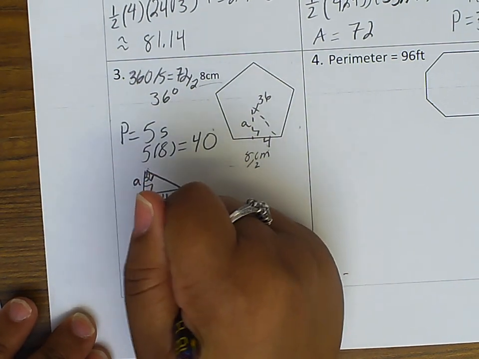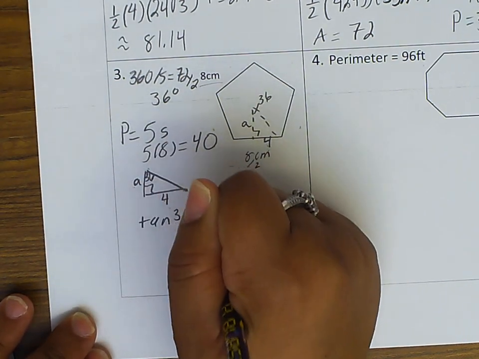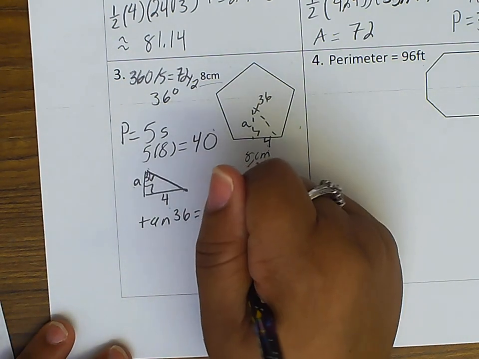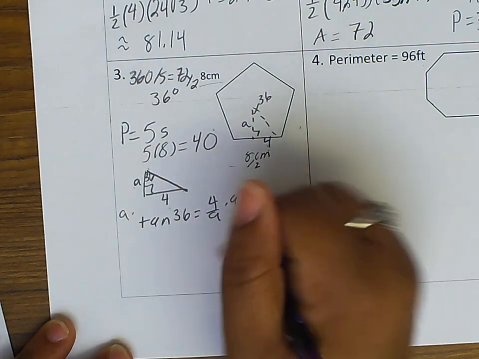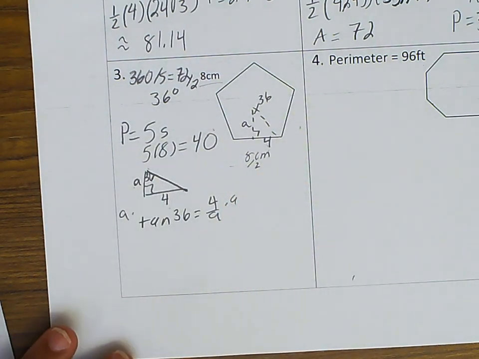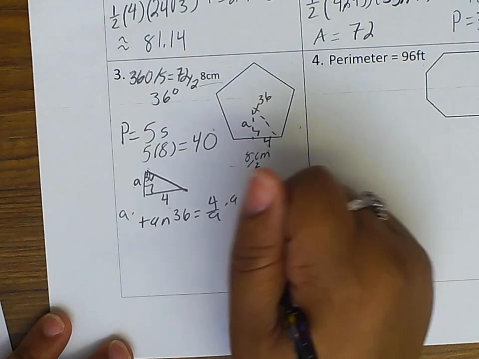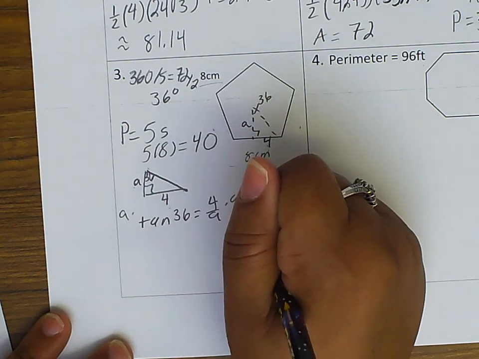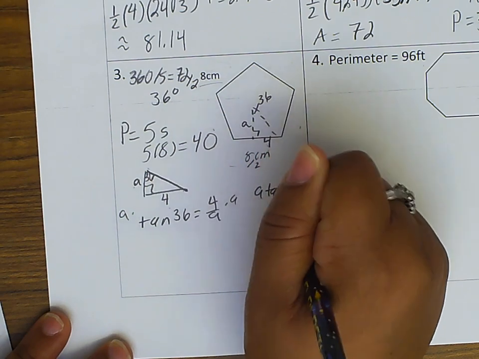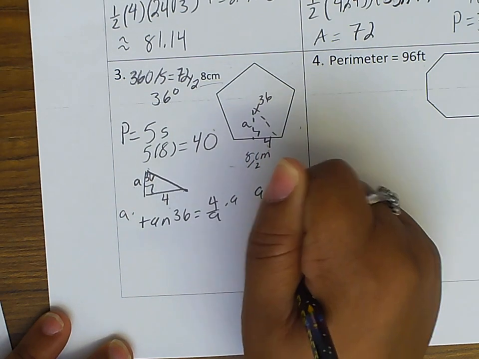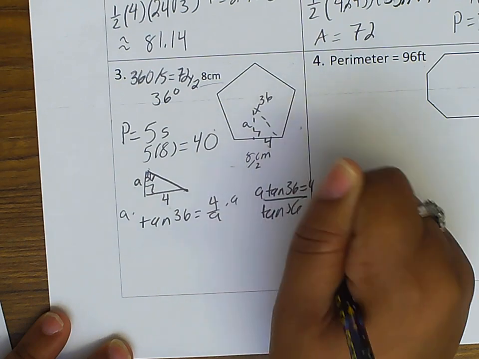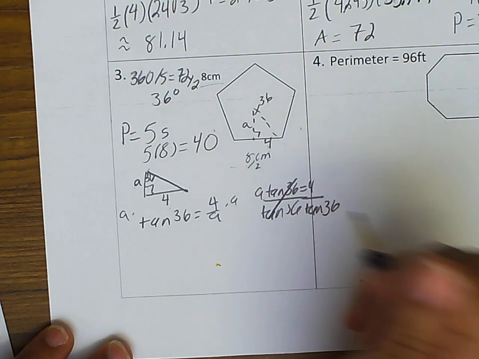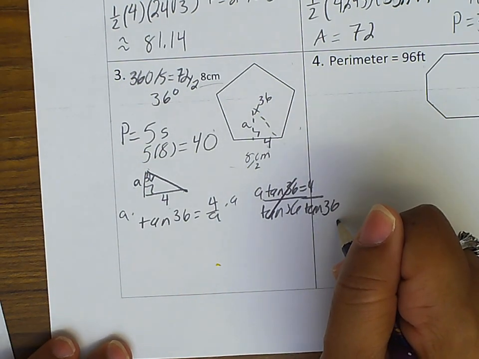So it's going to be tan 36 equals 4 over A. You do not want A on the bottom, so you can multiply that on both sides, or you can use x. So it's going to be a division problem because you're going to end up with A tan 36 equals 4. Then you divide that tan 36 out on both sides. So you're going to put in the calculator 4 divided by tan 36.